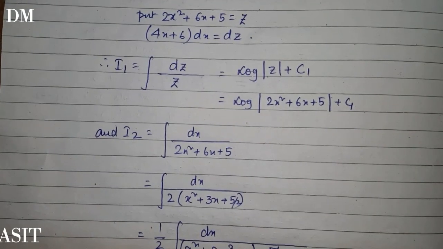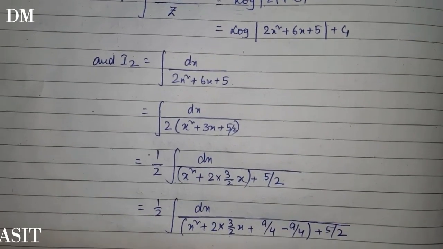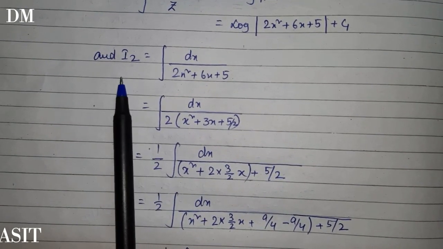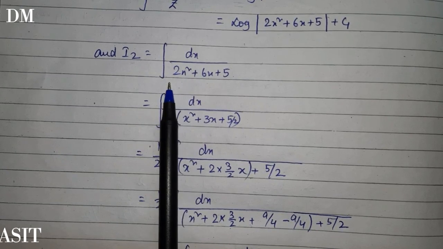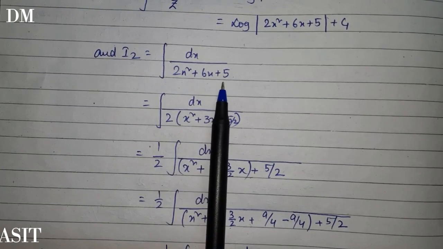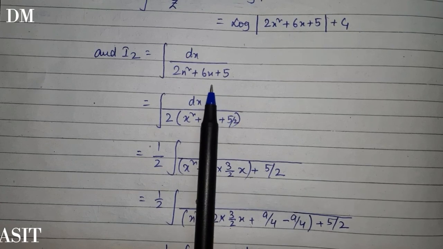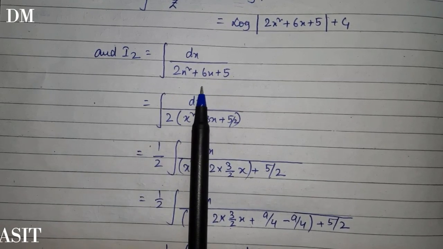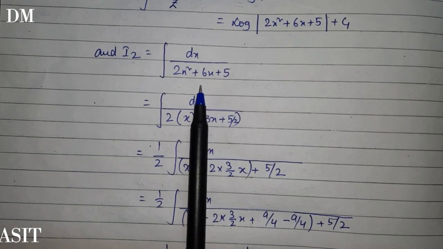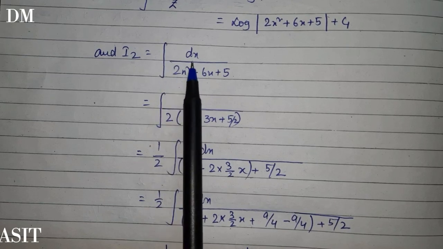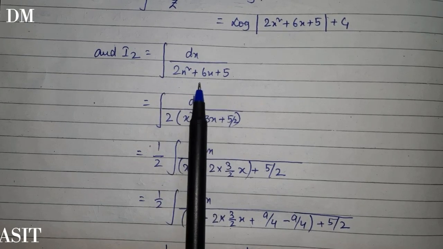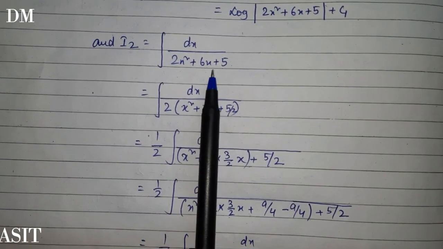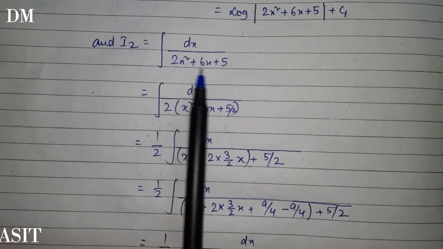Now the second integration. So the second integration, we can see I2 is equals to dx by 2x square plus 6x plus 5. Now again we have to apply the previous method. Previous method means the first two integrals, that is dx by the quadratic expression. Okay, this method is the completing the square method.